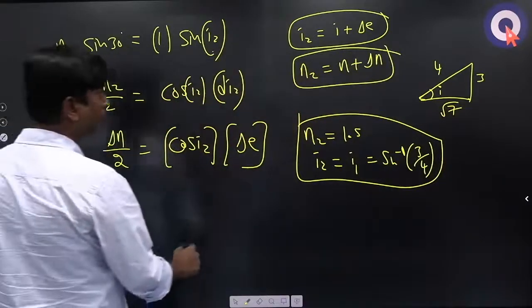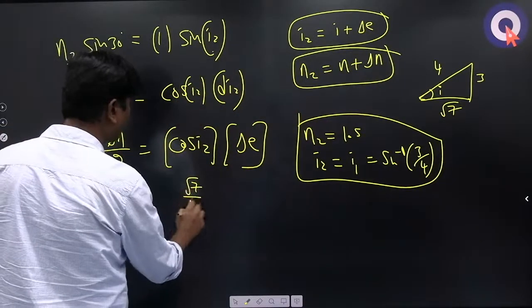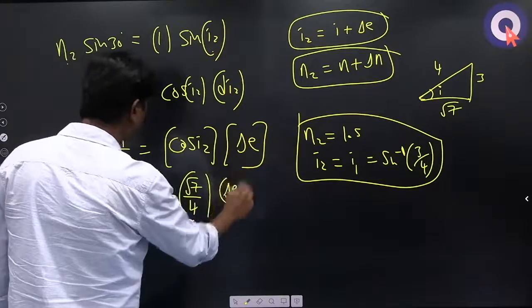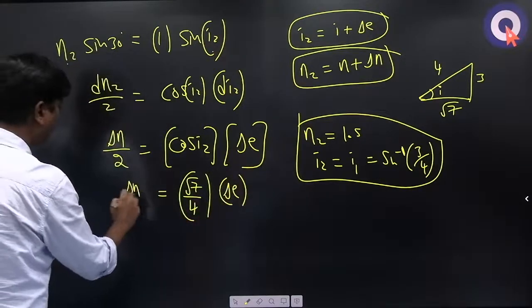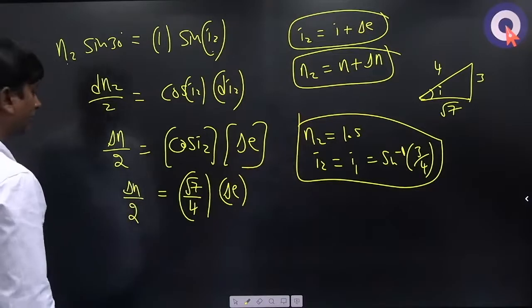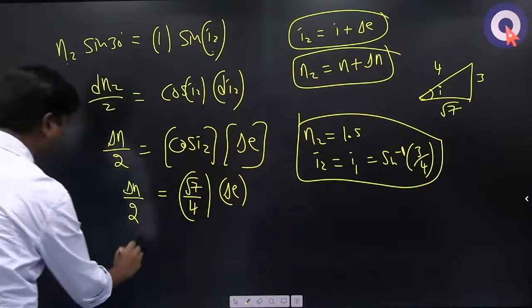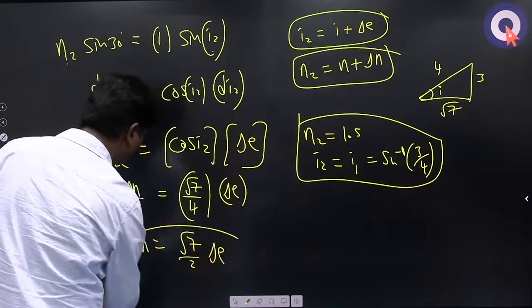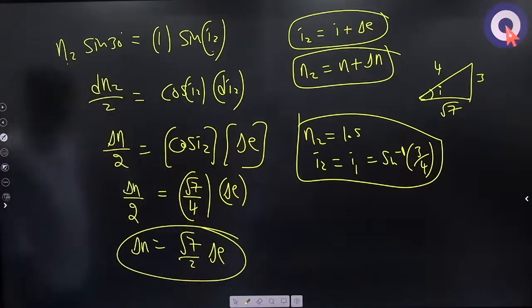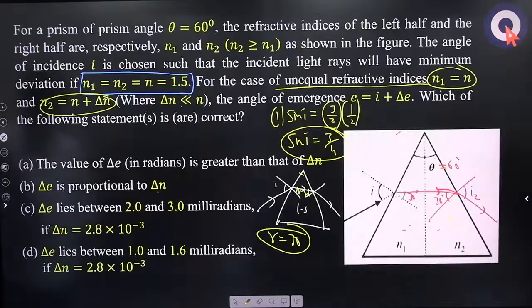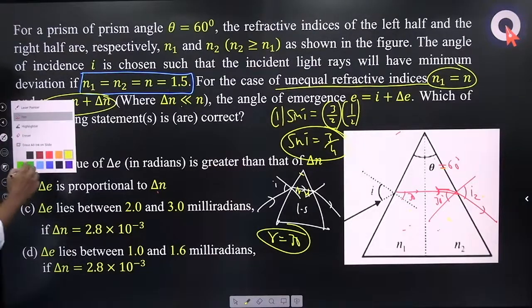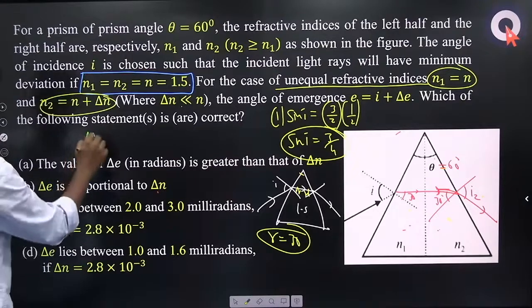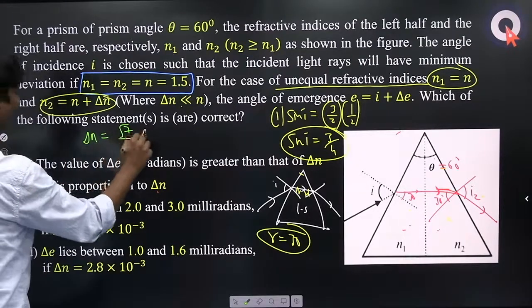So cos of I2 is what? Root 7 by 4, so root 7 by 4 into delta E equals delta N by 2. So delta N is equal to root 7 by 2 times delta E. That's the relation between delta N and delta E. So let us get back. What you got: delta N is equal to root 7 by 2 times delta E.